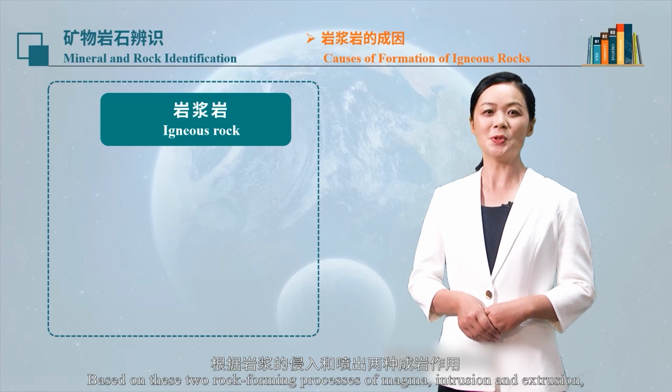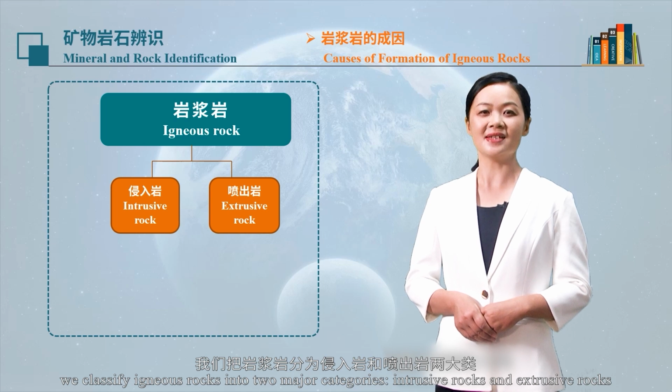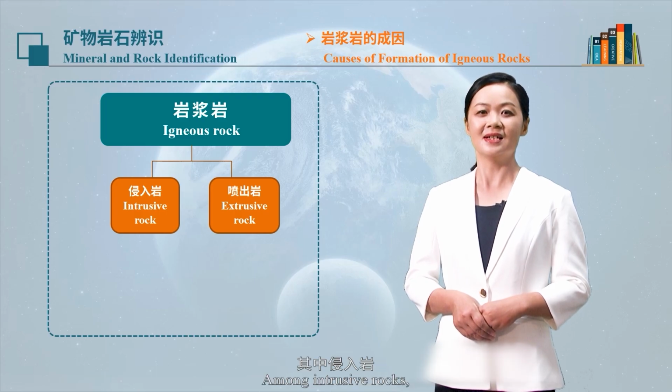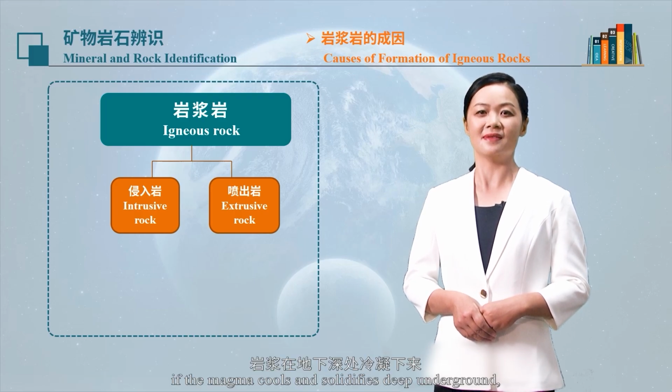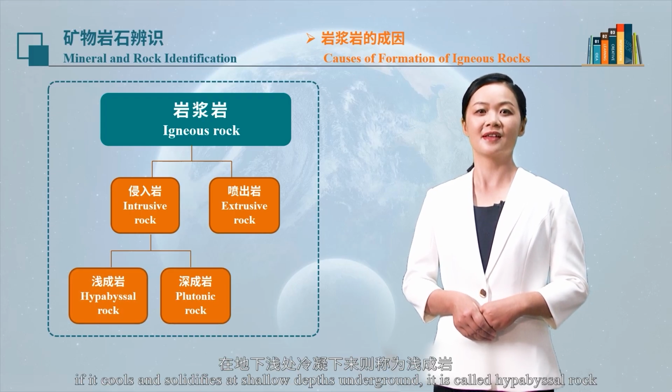Based on these two rock-forming processes of magma, intrusion and extrusion, we classify igneous rocks into two major categories: intrusive rocks and extrusive rocks. Among intrusive rocks, if the magma cools and solidifies deep underground, it is called plutonic rock. If it cools and solidifies at shallow depths underground, it is called hypabyssal rock.